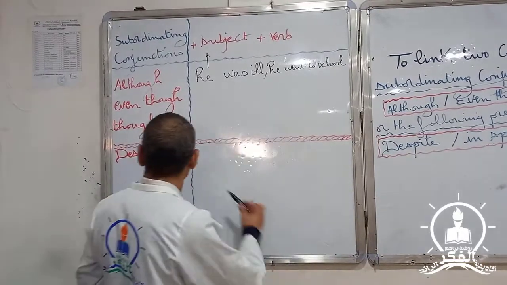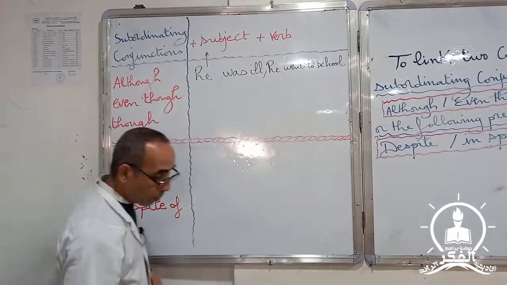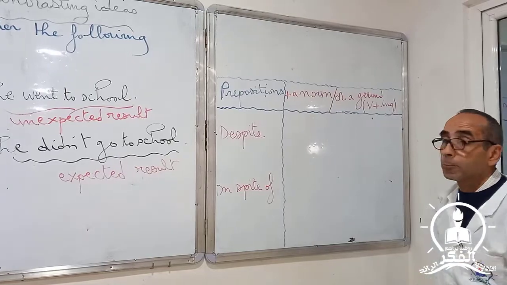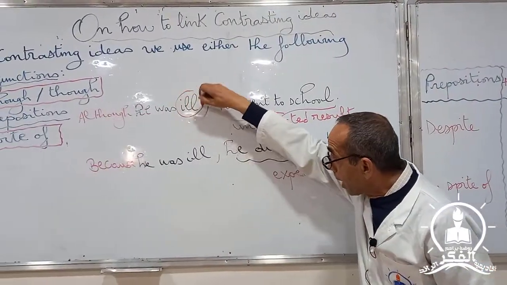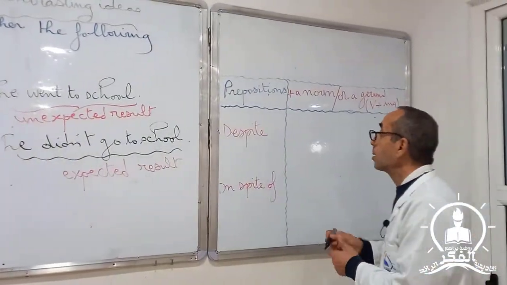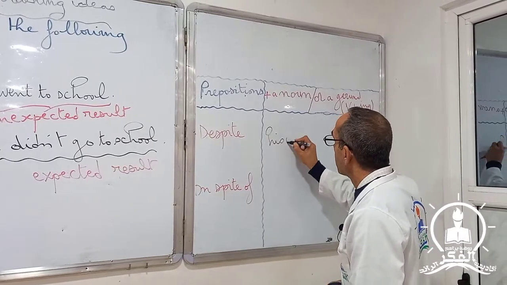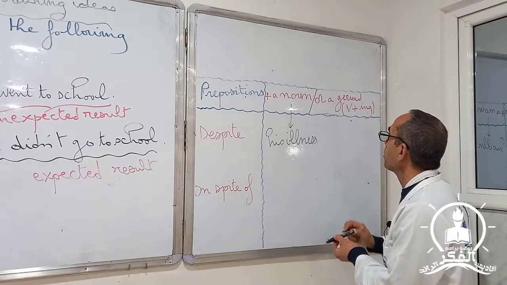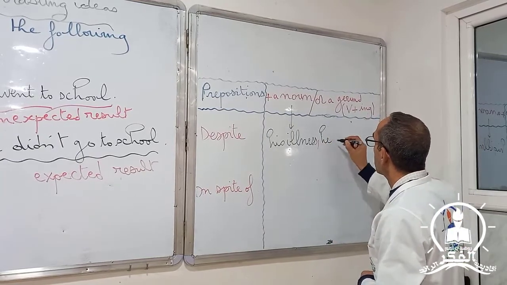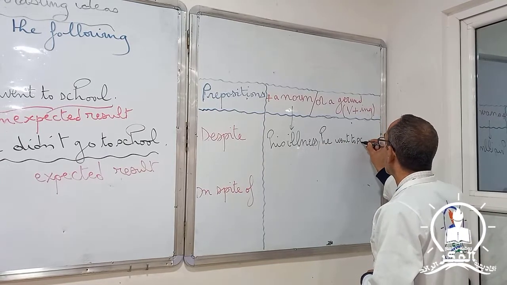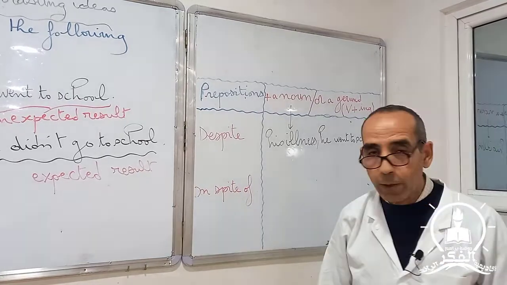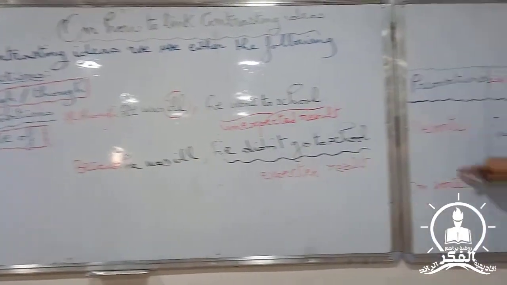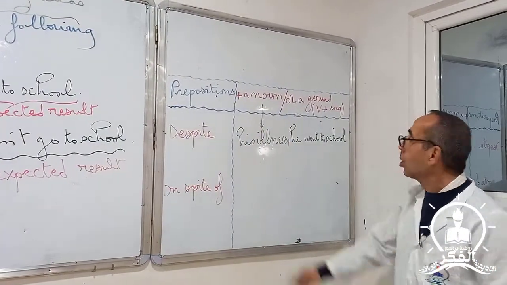But if we want to use these two words, despite and in spite of, let's look there. We can't use a subject and a verb. We use either a noun or a gerund. We take this adjective and make it a noun. We say, despite his illness. This is a noun. His illness. What did he do? He went to school. Okay? It's very easy. With the three conjunctions there, we use a subject and a verb. With these two, we use either a noun or a gerund.